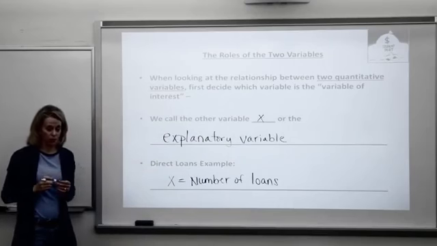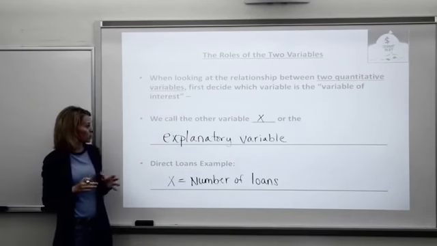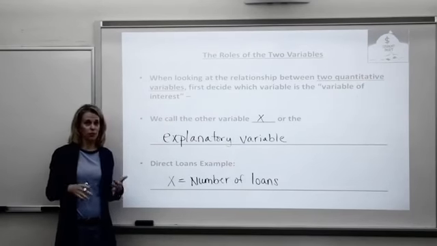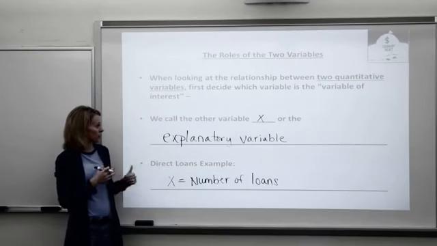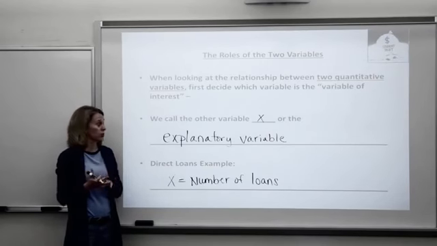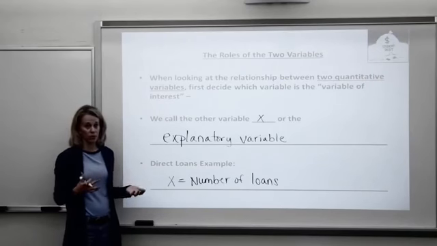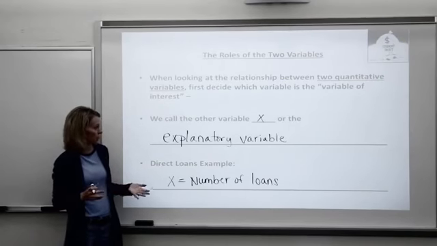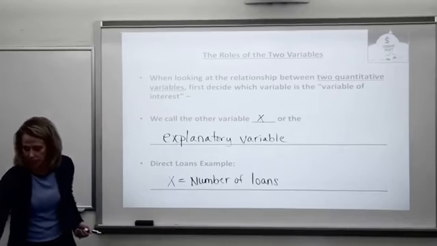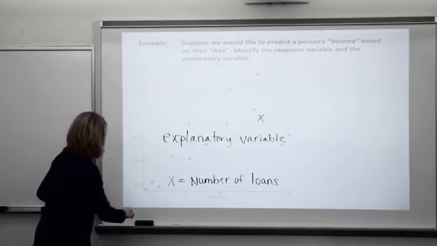Number of loans is the explanatory variable. So whenever we have two variables, that's the first decision we'll make: which variable is the variable of interest, which is the response, and which is the variable that we're using to help explain or predict that variable, which is the x variable. We'll practice this a couple more times.